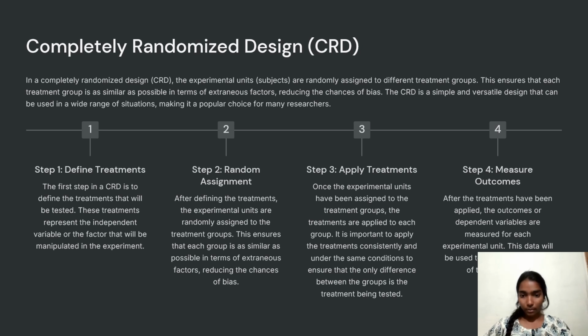Third is apply treatments. Once the experimental units have been assigned to the treatment groups, the treatments are applied to each group. It is important to apply the treatment consistently and under the same conditions to ensure that the only difference between the groups is the treatment being tested. And the fourth step is measure outcomes. After the treatments have been applied, the outcomes or dependent variables are measured for each experimental unit.